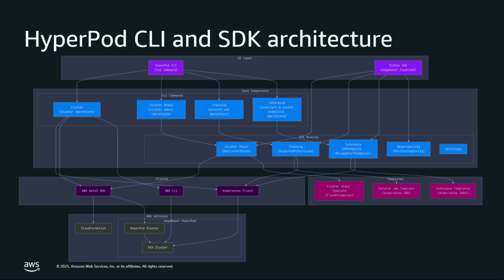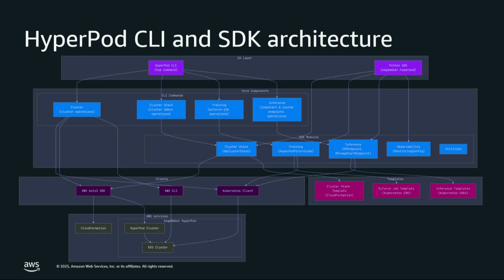On the architecture side, I hope this is readable. The way it's structured, what is important to get from this slide is that it's a layered architecture. On the top layer, you see the user experience layer, which is either the hyp command for running commands with the CLI, or the import of sagemaker hyperpod, essentially the HyperPod package, to work with the SDK.